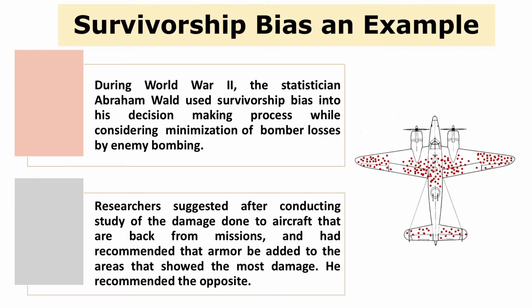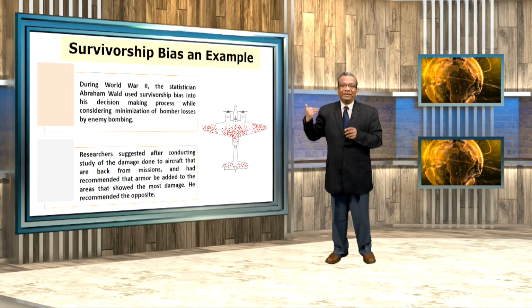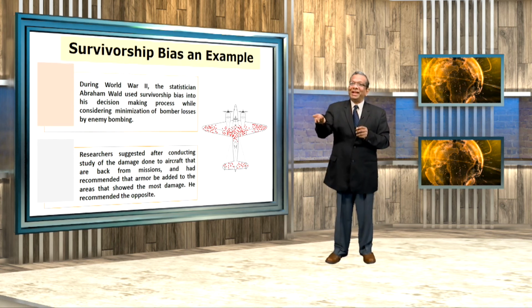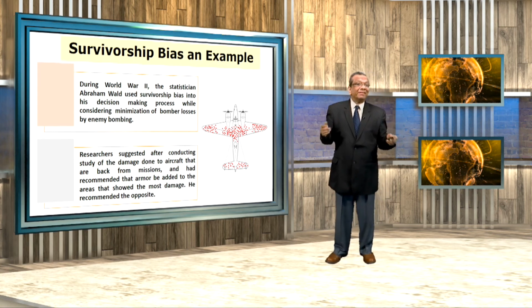He recommended the opposite, because the planes that did not return are the planes which did not survive the bombing. Therefore, they were hit more on the engine and in other areas, and they did not survive. Therefore, he took survivorship bias into his decision-making process, and in the process, he achieved better results.